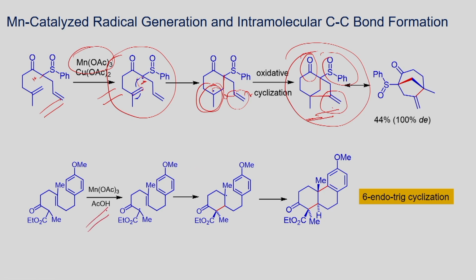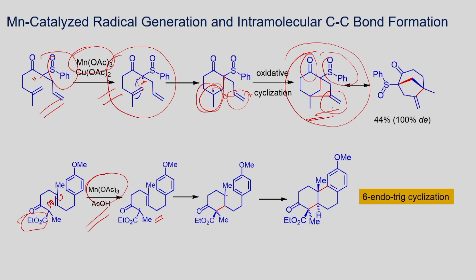Another example is shown here. As we have just seen, in the place of sulfoxide you have the ester group. When you react this beta keto ester derivative with manganese 3 acetate, as we have just seen, you can form this radical. Once you form this radical, this can lead to intramolecular cyclization to give a six-membered cyclic system where you have the tertiary radical.